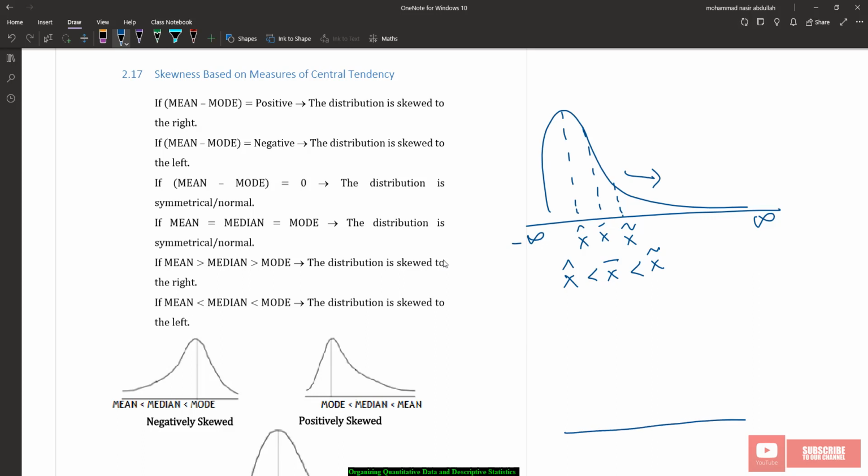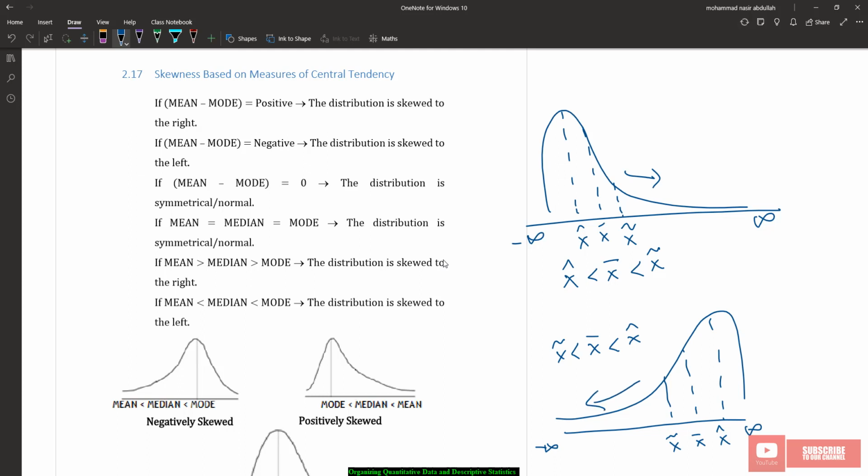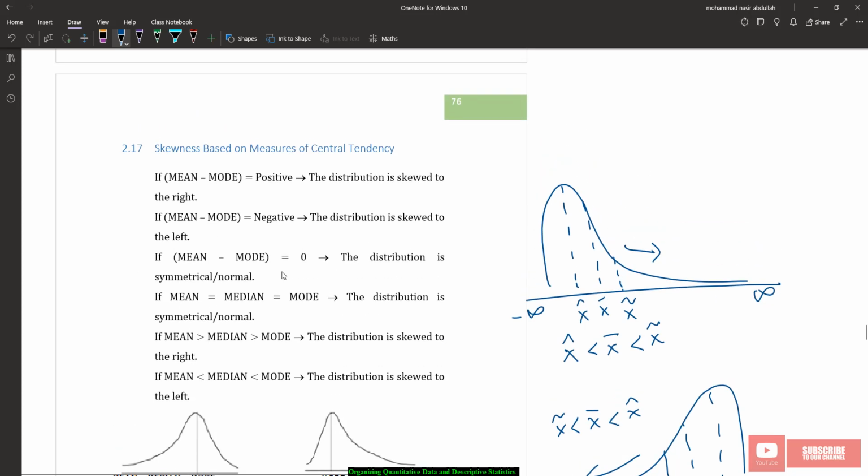If, let's say, from negative infinity to infinity, this is the mode, the mean, and this is the median. If the value of the median is smaller than the value of the mean, which is smaller than the value of the mode, it means the mode is bigger compared to the mean, and the mean is bigger than the median, then we can say that the distribution is skewed to the left. Right? So I already noted this in the book, page number 76.